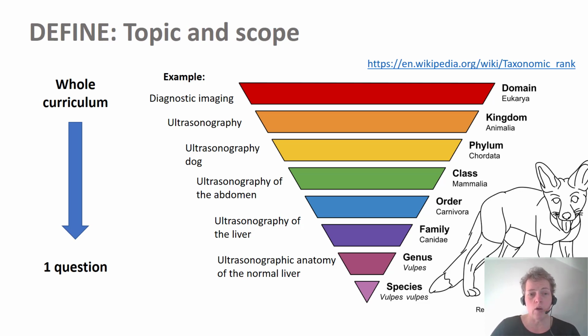I'm going to go down the taxonomy and say, right, okay, I'm after ultrasound. I'm after ultrasound of dog. I'm specifically interested in ultrasonography of the abdomen. And here I want the learner to know more about the ultrasound of the liver. And largely, really, I'm going to take it down to one only topic. And this is the ultrasonographic anatomy of the normal liver. So depending on whether you want to design a whole course, a whole curriculum, or just answer one question, you design your course. So define your topic and scope.